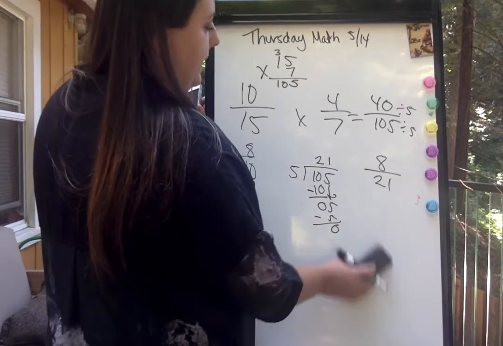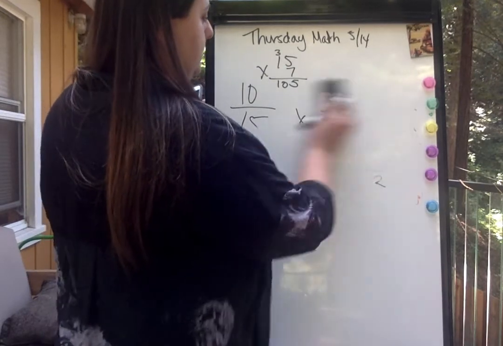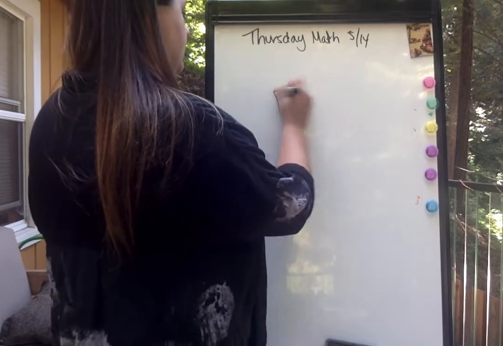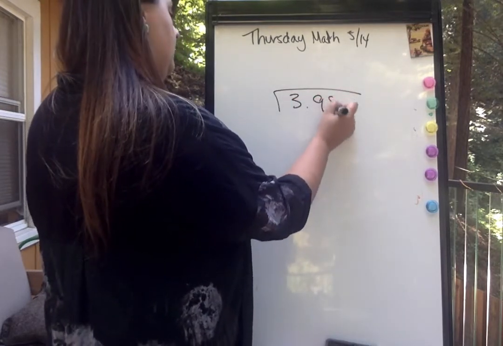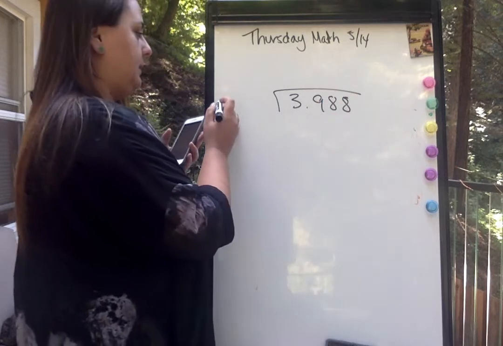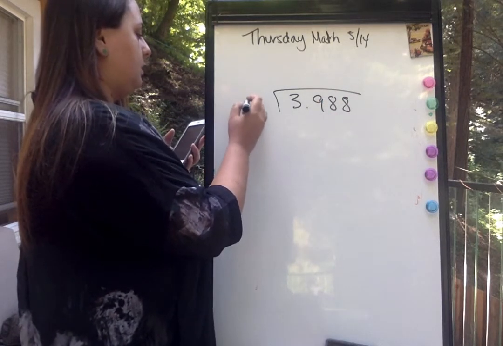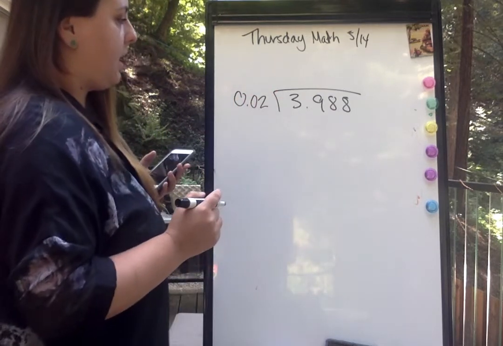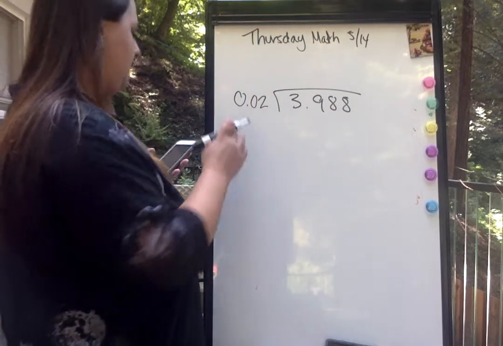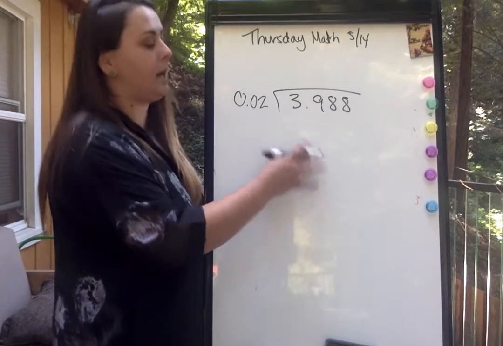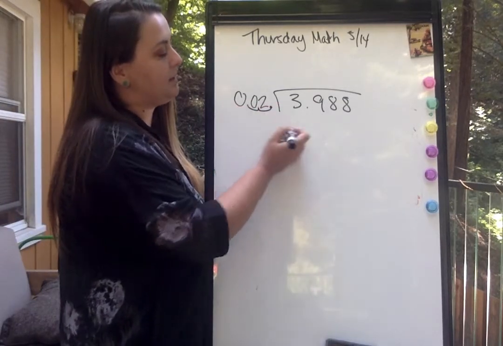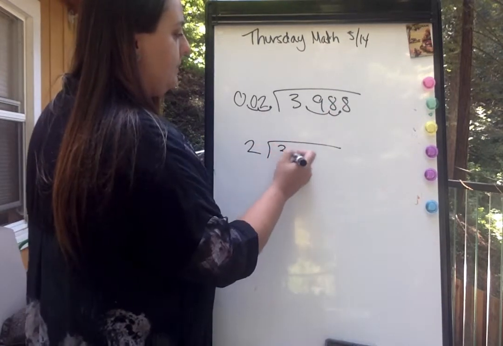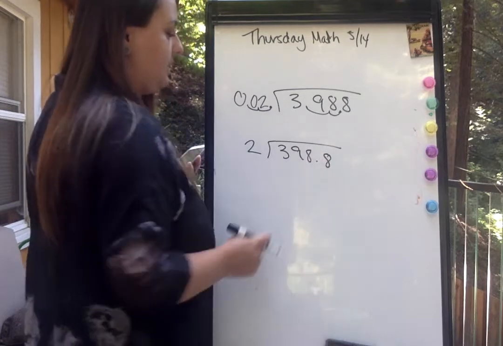Now we're going to divide some decimals. So we've got 3 and 988 thousandths divided by 2 hundredths. Now, whatever we do to the outside, we're going to do to the inside. So we're going to make this a whole number by moving the decimal point 2 places. And I'm going to rewrite this so that it's nice and neat.